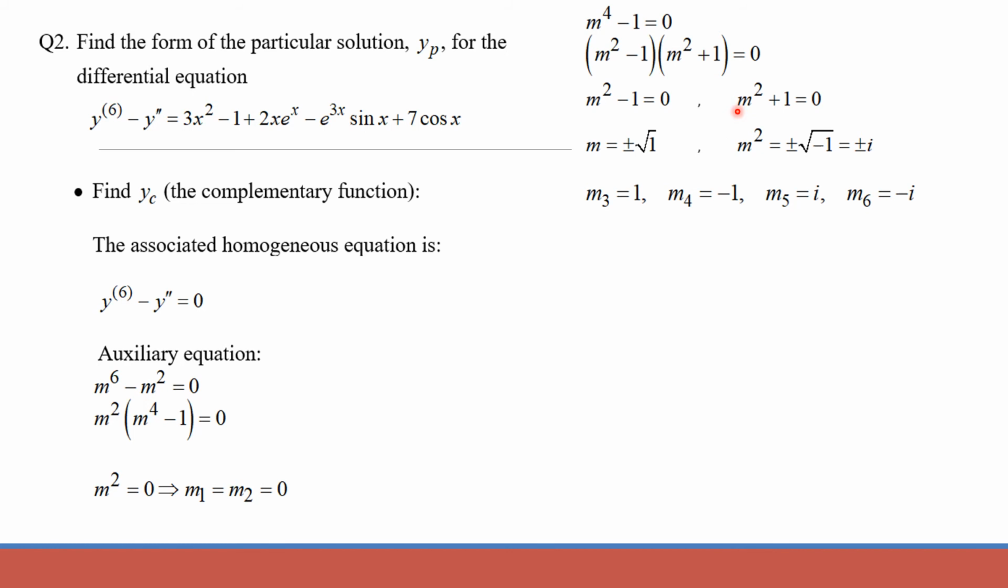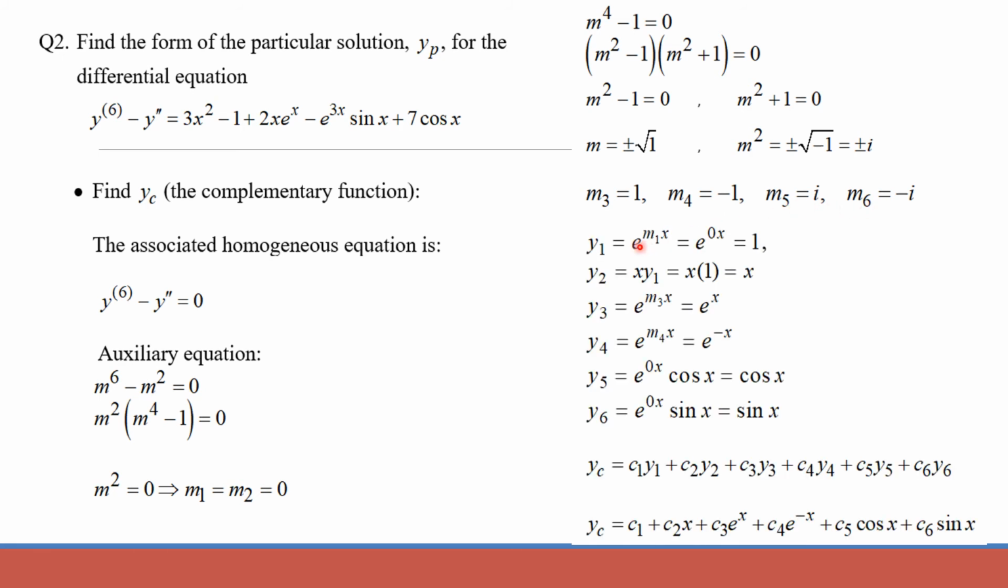For this factor m squared plus 1, if it is equal to 0, then we shift positive 1 to the other side. So we'll get m squared equals plus or minus square root of negative 1. But square root of negative 1 is identified as i. So in other words, m is plus or minus i. So the 5th root is positive i and the 6th root is negative i. So we see we have a combination of repeated real roots, distinct real roots, and complex conjugate roots.